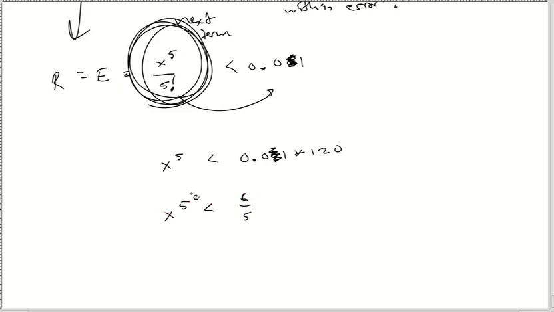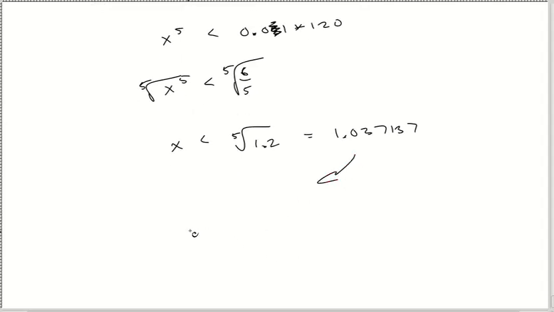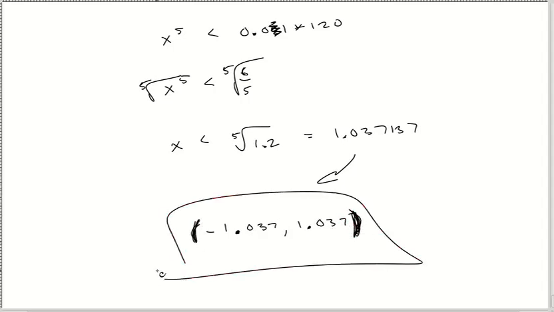Okay. In order to get x by itself, I'm going to 5th root both sides, of course. And that got me the fifth root of 1.2, which is 1.037137. And so my answer, I guess 3 decimal places, is anything between this 1.037 business. It says find a domain, so we're using parentheses and all that kind of stuff there. Ugh. Okay, whatever. Good enough.